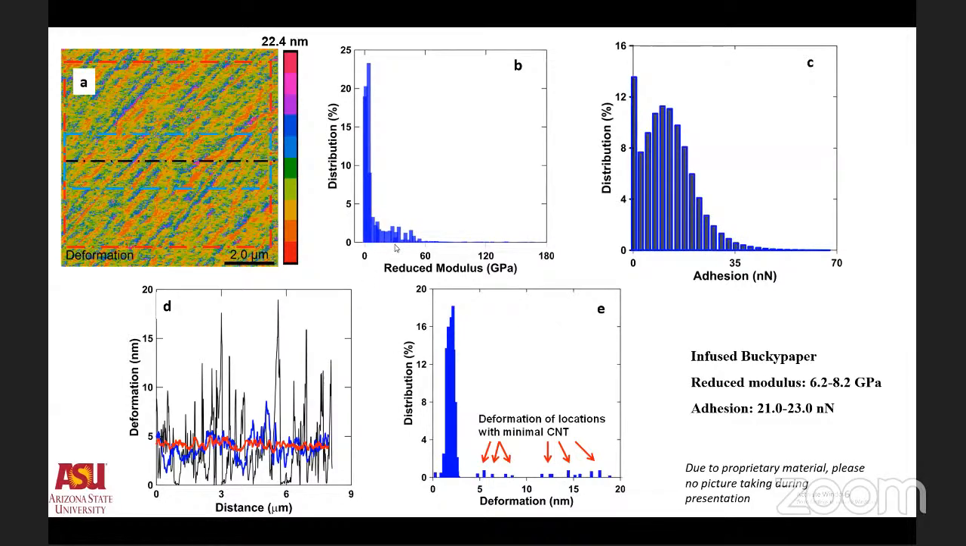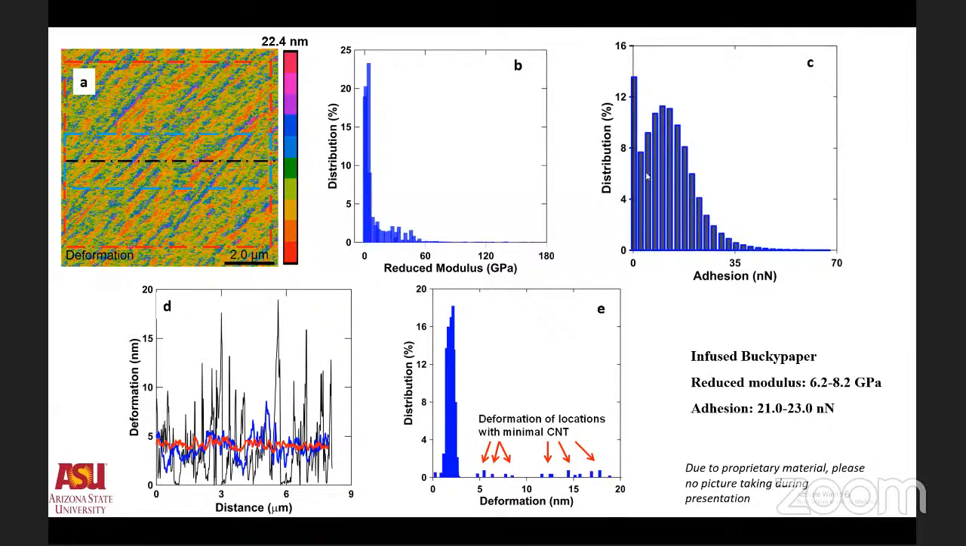The histogram of the reduced modulus doesn't show a smooth curve, but we are expecting to see at least a couple of peaks representative of the interface and CNT, happening around 15 to 20 gigapascal and around 30 to 35 gigapascal, based on the stiffness of the probe that we pick.